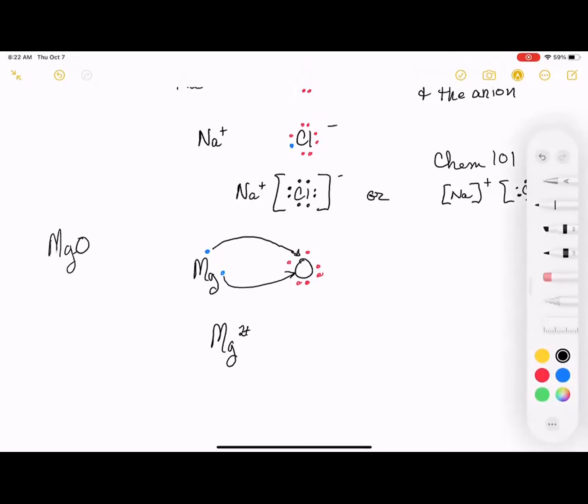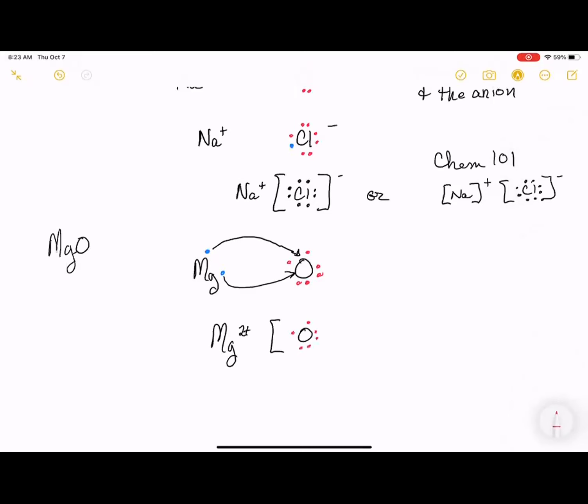And you have your oxygen that has its 6 valence electrons plus the 2 valence electrons that were transferred from the magnesium to form O2 minus. And so that would be the Lewis dot structure for magnesium oxide.